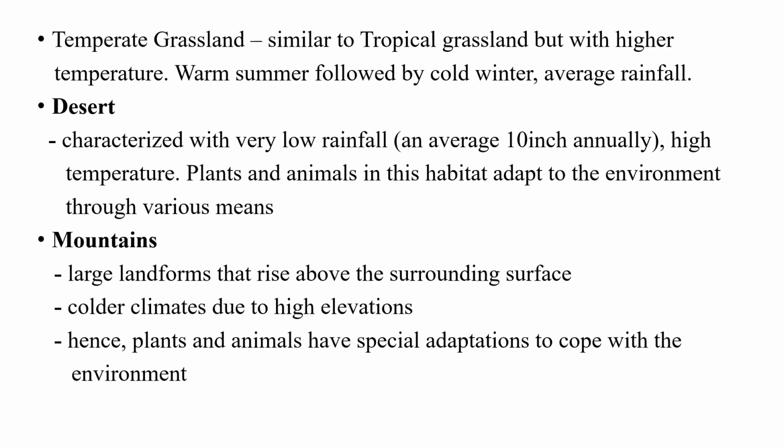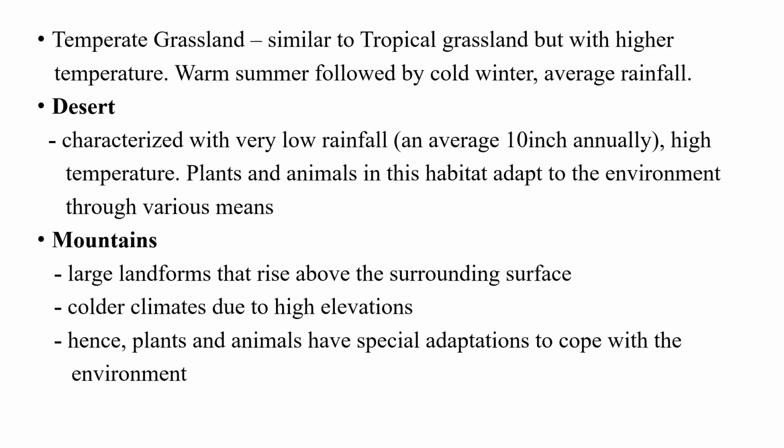Then you have mountains. Mountains are large landforms that rise above the surrounding surface. That is, mountains are usually higher than the surrounding. Anytime you have land surface that is higher than the surrounding surface, that landform is described as mountain. It is usually colder, that is, it has colder climate due to high elevation. That's where they got the saying that the higher you go, the cooler it becomes. So because the land is elevated up, the climate is cooler, so the temperature is lower.